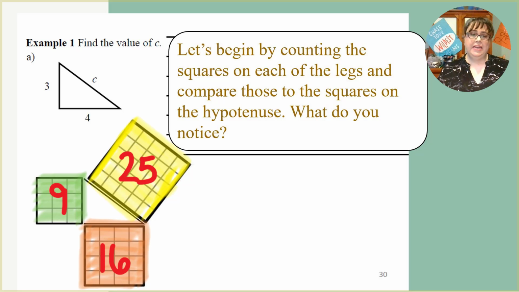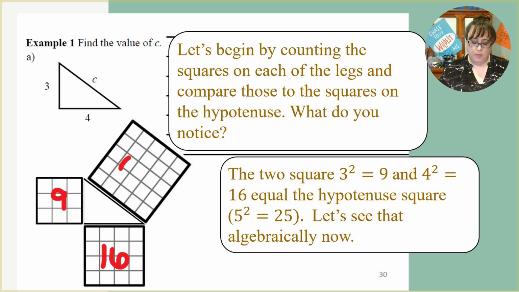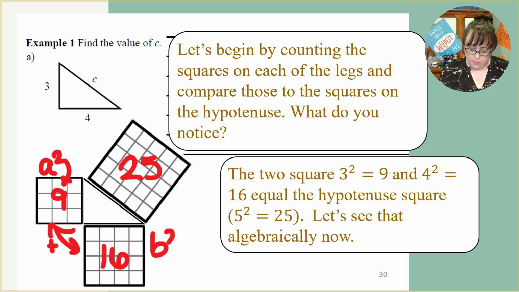So how are 9 and 16 related to 25? Well, the two squares, again, are 9 and 16. And the last one is 25. Well, 9 plus 16, when you add them together, that actually equals 25. So now let's see how this works algebraically. If you go back to what we said, which was a squared plus b squared equals c squared, we can see this in a nice picture.